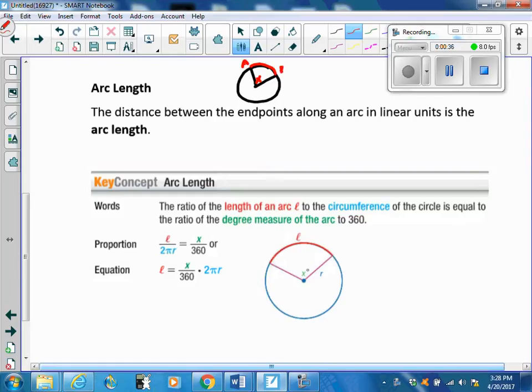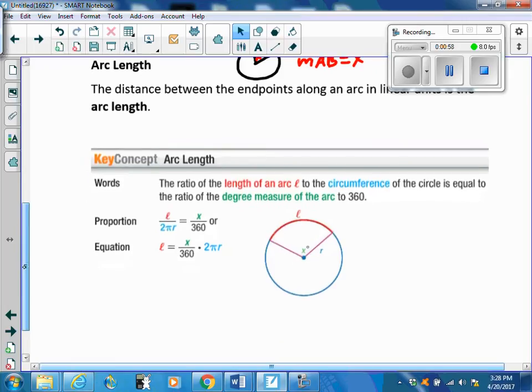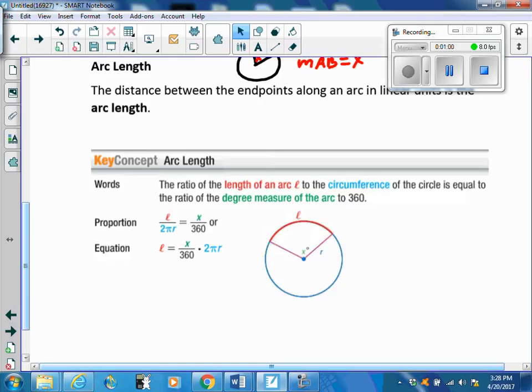So if I call this arc AB, I'm looking for a degree measure. When I do length, I'm looking for what's called a linear measurement. And so I want that measurement in inches or centimeters. How long is this thing? This is not something that you would do with a ruler, for instance.